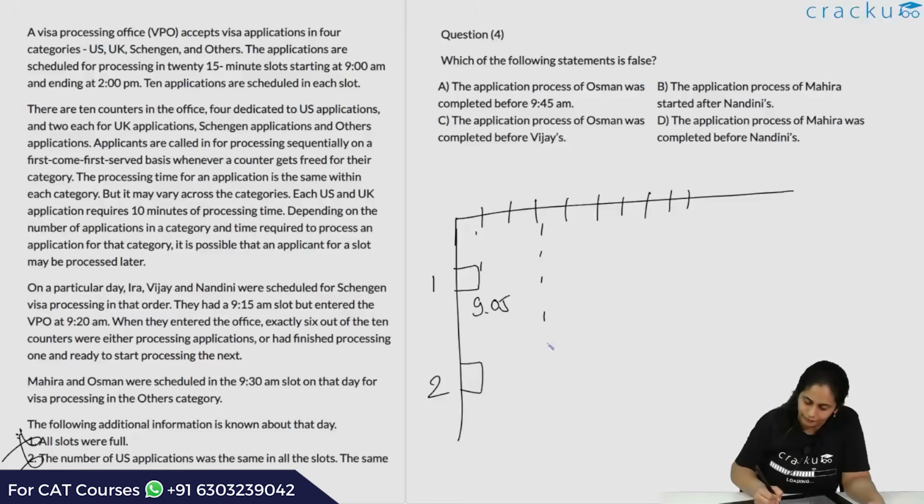Then again at 9:15 you get 2 applications, and by 9:10 you are done. These are the 2 applications from slot 1. These are the 2 applications from slot 2. They are done.